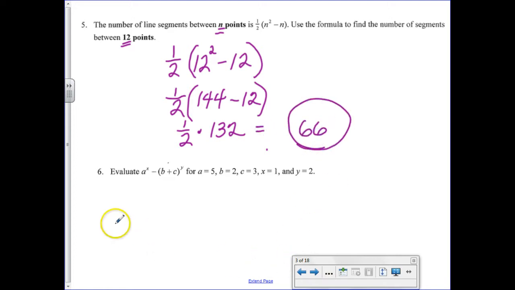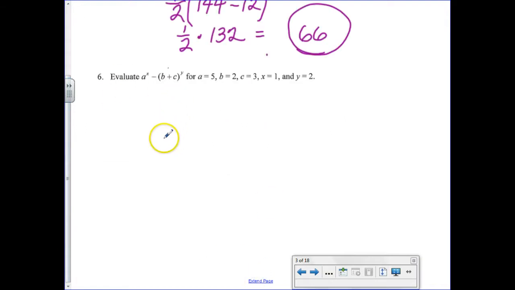All right, now number 6, here's one where you're getting into a nice big algebraic expression, and you have to do some substitution here. So it starts out a to the x power. A is 5. X is 1, so it's 5 to the first power, minus, in parentheses, b plus c. B is 2, c is 3. End parentheses, and the y is 2, so this is to the second power.